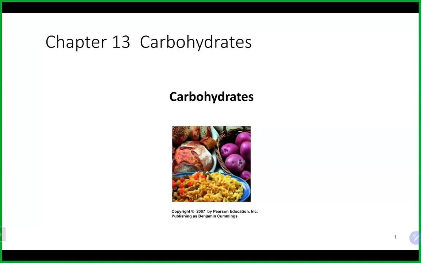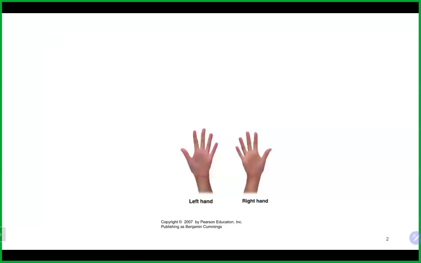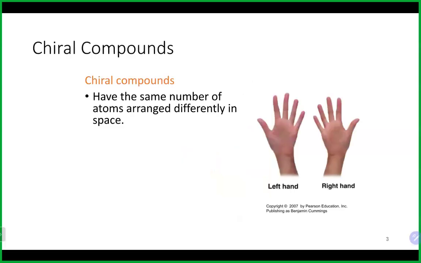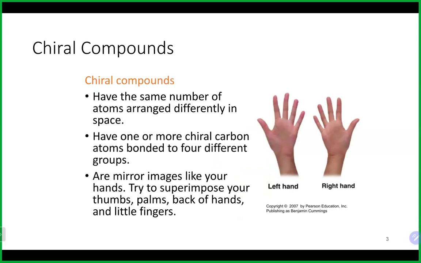All right, so we're going to talk about carbohydrates, and we're going to wave to each other. That's your left hand and your right hand as well. So we're going to talk about chiral molecules to begin with. And there's a reason why there is a hand, I suppose, there are two hands. So when we talk about chiral molecules or chiral compounds, they have the same number of atoms, but they are arranged differently in space.